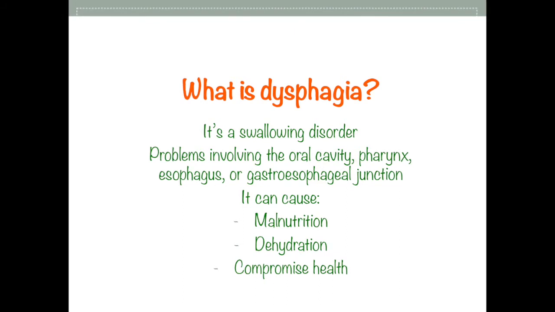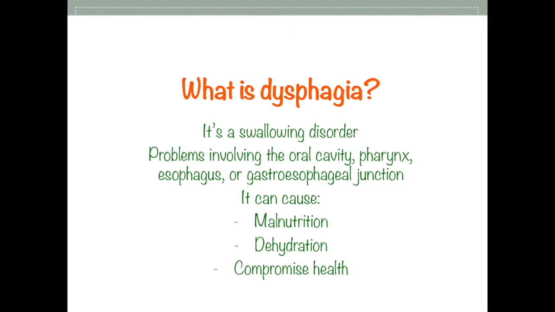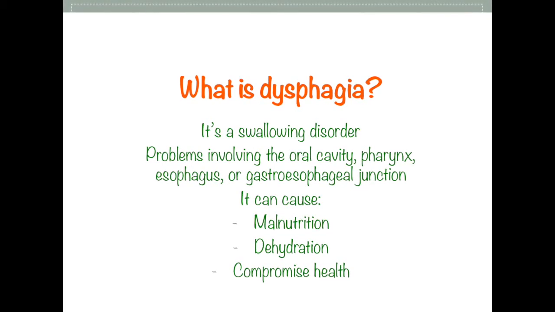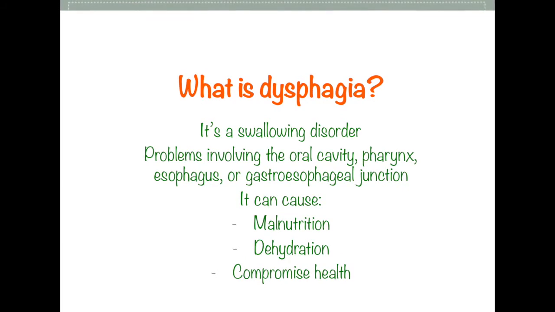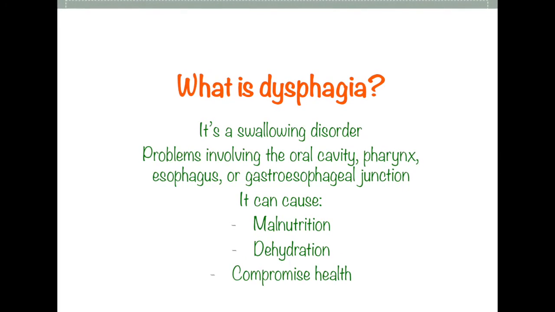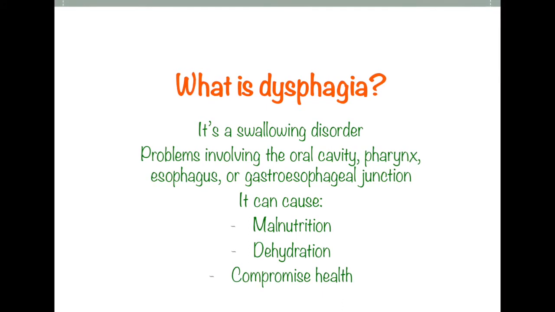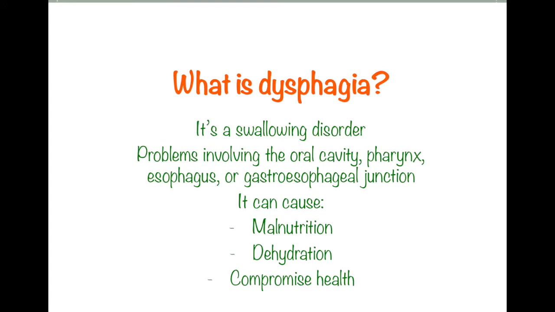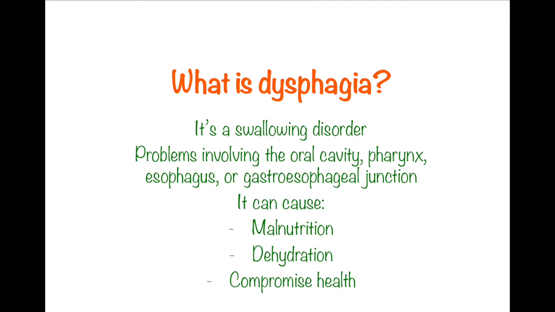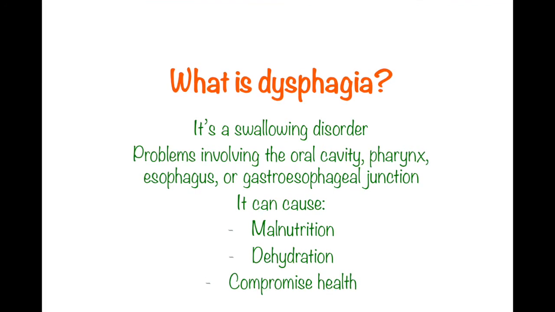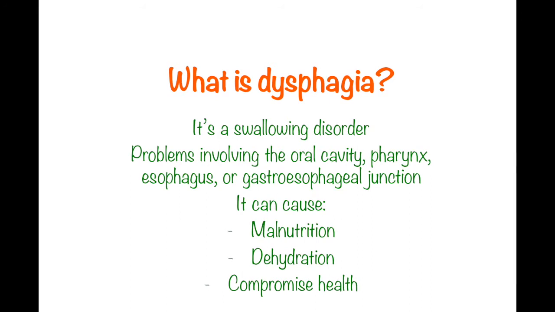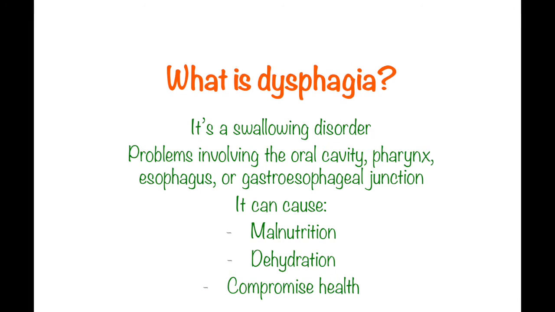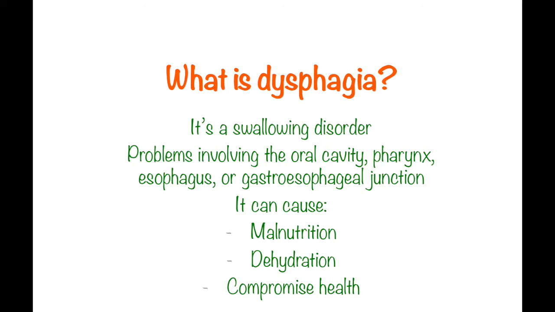What does dysphagia mean? It is a swallowing disorder defined as problems involving the oral cavity, pharynx, esophagus, or gastroesophageal junction. In simpler words, this means difficulty swallowing. Malnutrition and dehydration, aspiration pneumonia, compromised general health, chronic lung disease, choking, and even death may be a consequence of dysphagia. A person with dysphagia may require texture modifications that make a food or a liquid easier to swallow.